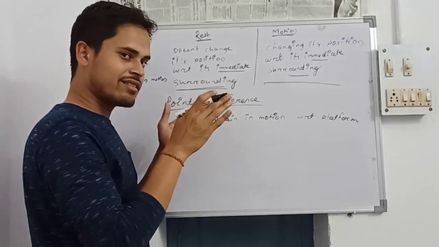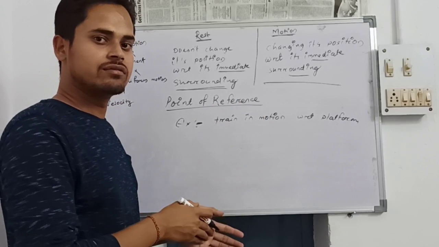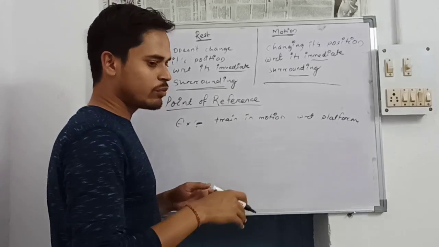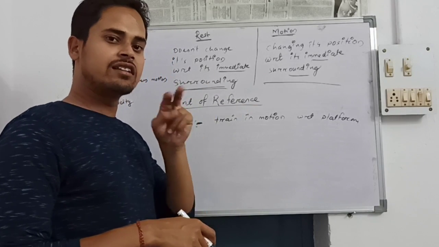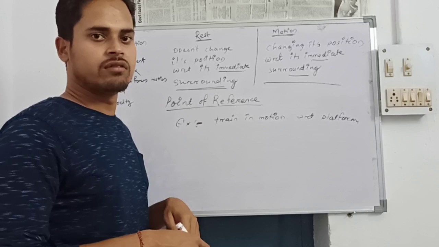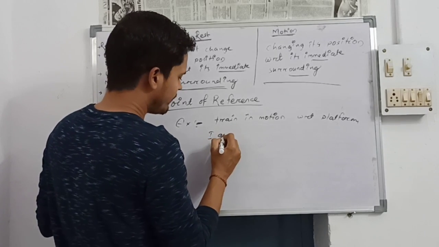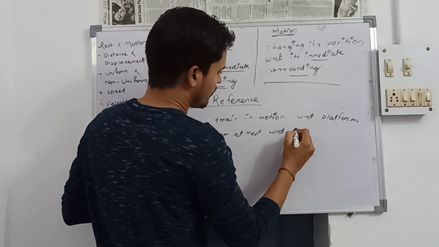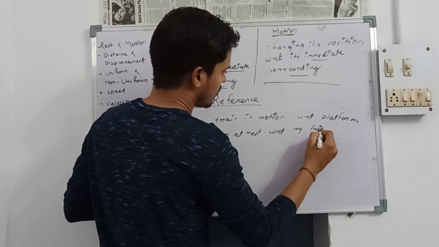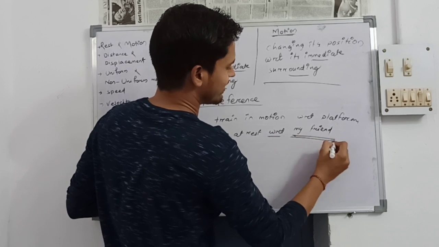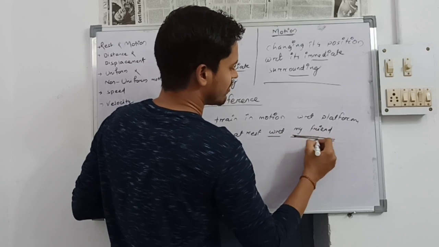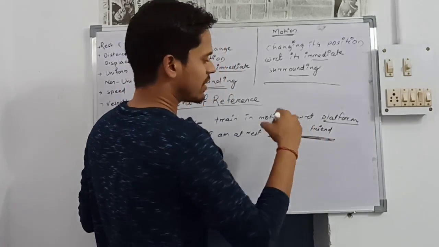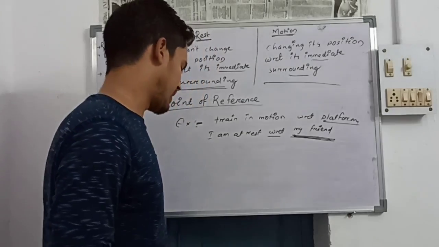Otherwise, you can take the example that you and your friend are sitting in the train. Then you can tell, I am at rest with respect to my friend. So this particular point is called the point of reference. With respect to the platform, with respect to my friend, these are points of reference.